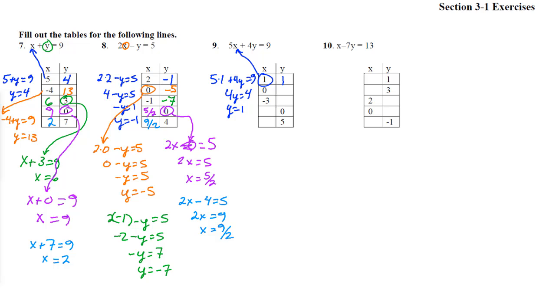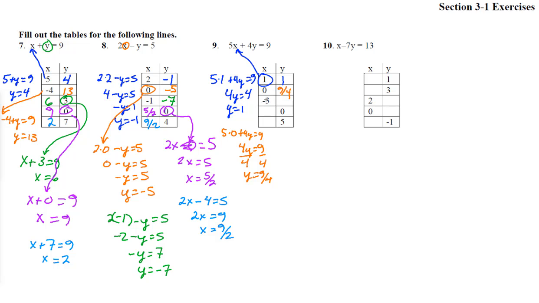All right, the next one, 0 in for x would be 5 times 0 plus 4y equals 9. This is just 4y equals 9. Divide by 4, and we get y equals 9/4. Okay, that's a fraction on the y there. So 0, 9/4 is on the line.